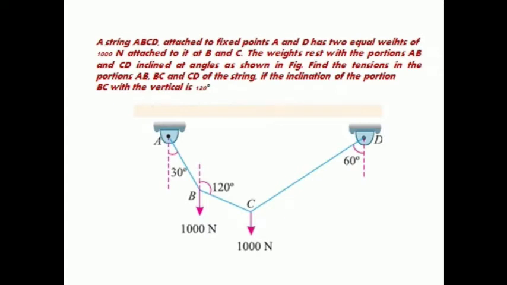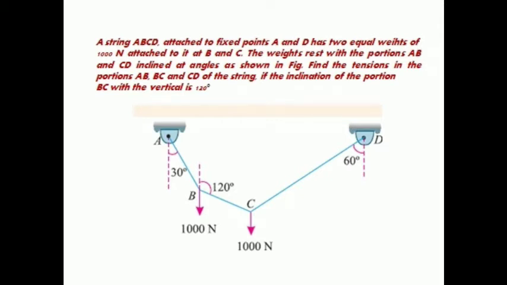Here we can see a string ABCD attached to fixed points A and D. Two equal weights of 1000 Newton are attached at B and C. The weights rest with the portions AB and CD inclined at an angle shown in the figure below. Find the tensions in the portions AB, BC and CD of the string, if the inclination of BC with the vertical is 120 degrees. Let's see how we can find the tension in AB, BC and CD of the string.